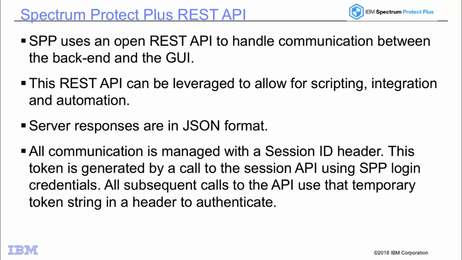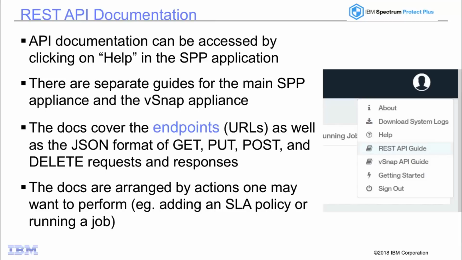Now, this is just a standard REST API, so if you've done any kind of REST API programming before, the REST API from Spectrum Protect Plus is really no different. It's just documented and available now. The server is going to respond in JSON format, and then you'll be able to parse that in whatever scripting language you choose to use to programmatically control the product.